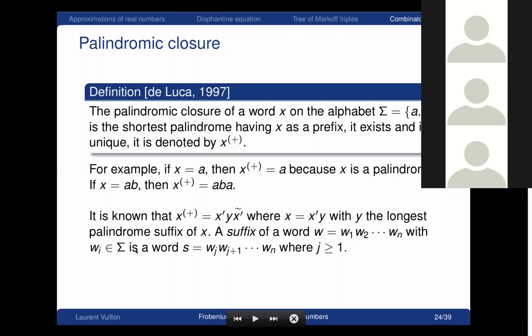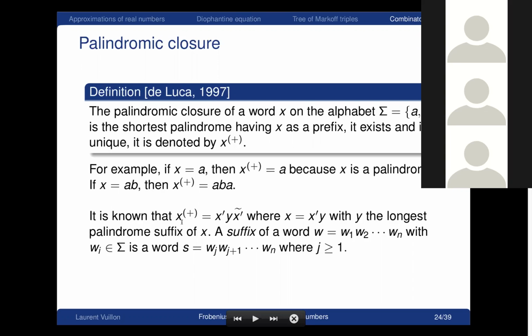Okay, so now we can define the palindromic closure. It's a very nice tool introduced by De Luca. The palindromic closure of a word X on the binary alphabet {A, B} is the shortest palindrome having X as a prefix. It exists and is unique, and it is denoted by X plus. For example, if you take X equal A, A is already a palindrome, so X plus is A. Okay. If X equals AB, then you take the center of symmetry in the middle of this B. So you have ABA, which is the shortest palindrome with AB as prefix. So this is X plus.